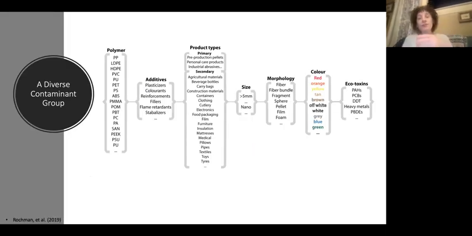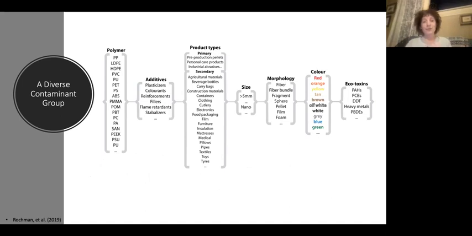And like I emphasized earlier, this is really a diverse group of contaminants. It's not just one contaminant. If you study the effect of a polystyrene particle on a fish at one size, at one concentration, one color, one shape, you're not going to be able to draw conclusions about all of the microplastics that exist.